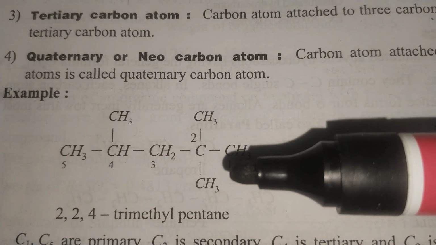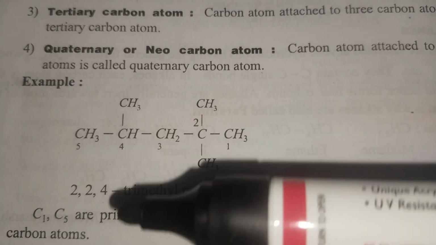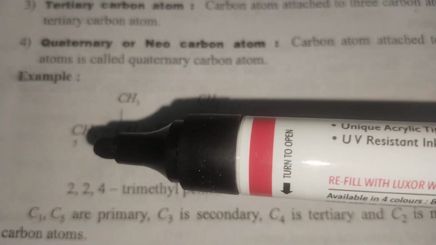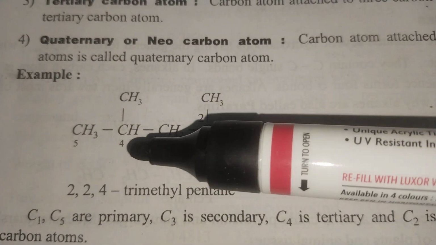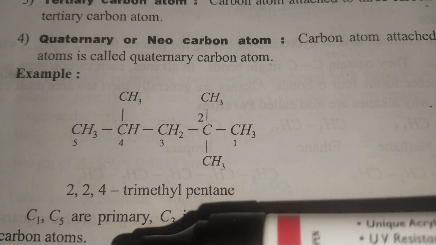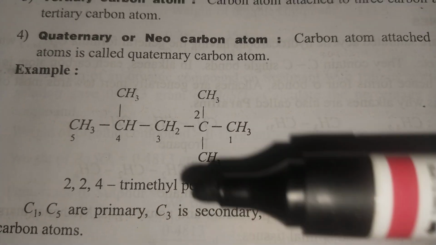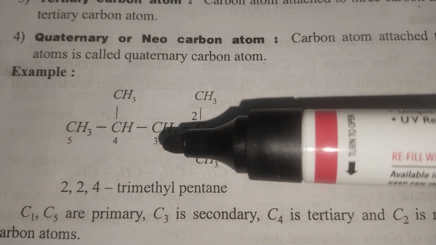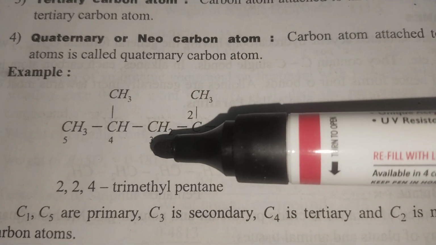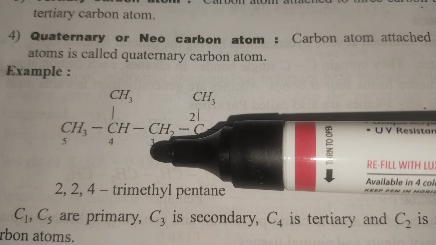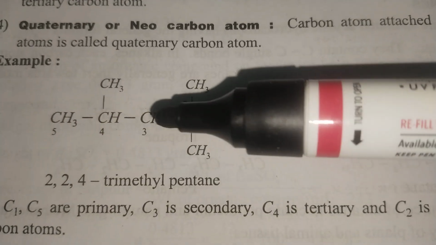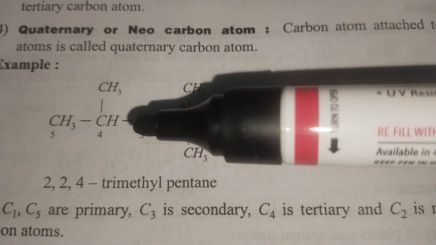The structure name is 2,2,4 trimethyl pentane. So what I said: C1 and C5 are primary. Why? They are attached to only one carbon. Primary means one carbon. C3 is secondary: this carbon is attached to two carbons, so I can say this is secondary. The third position carbon belongs to secondary carbon. Why, sir? The third position carbon is attached to this carbon and this carbon, so it is a secondary.